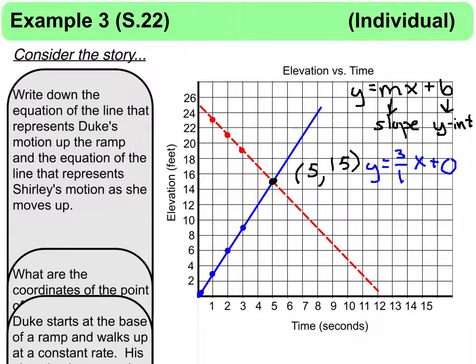That's for Duke. If we wanted to illustrate Shirley's equation, well, she didn't start on the ground. She started up here at the top of the ramp at 25 feet above the ground. So we could start by writing 25 for Shirley. And then it said that she was decreasing 2 feet for every single second. So then we would write y equals negative, for down, 2 over 1. And then we can put an x right here to represent time passing in our seconds.